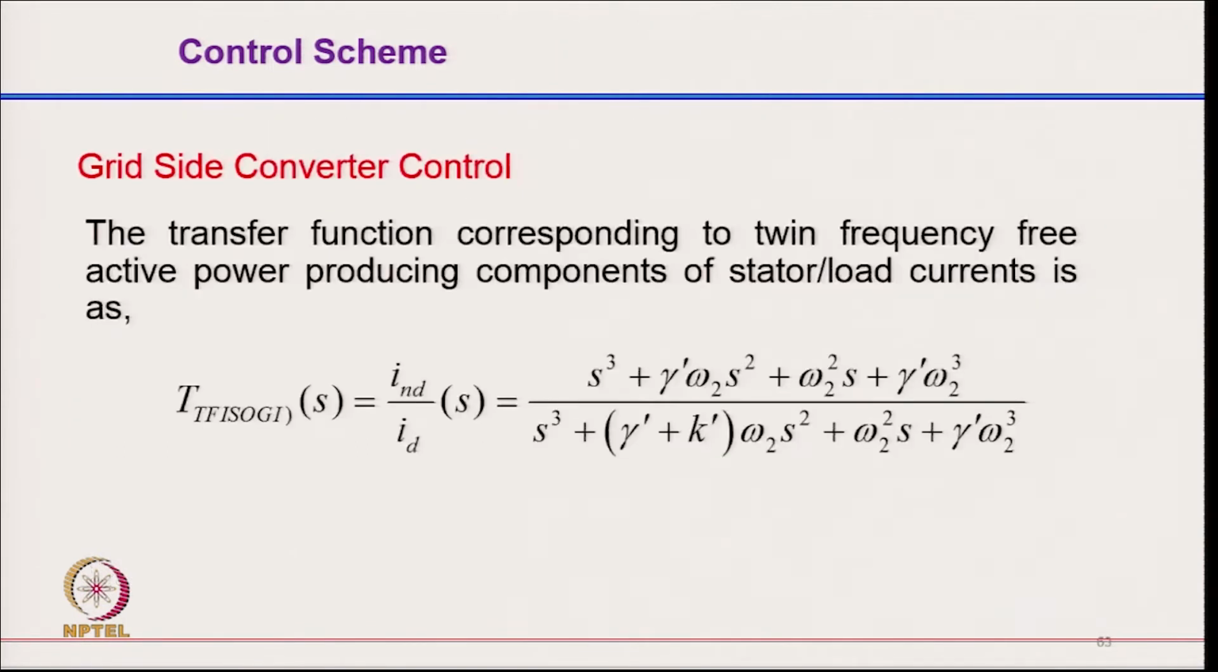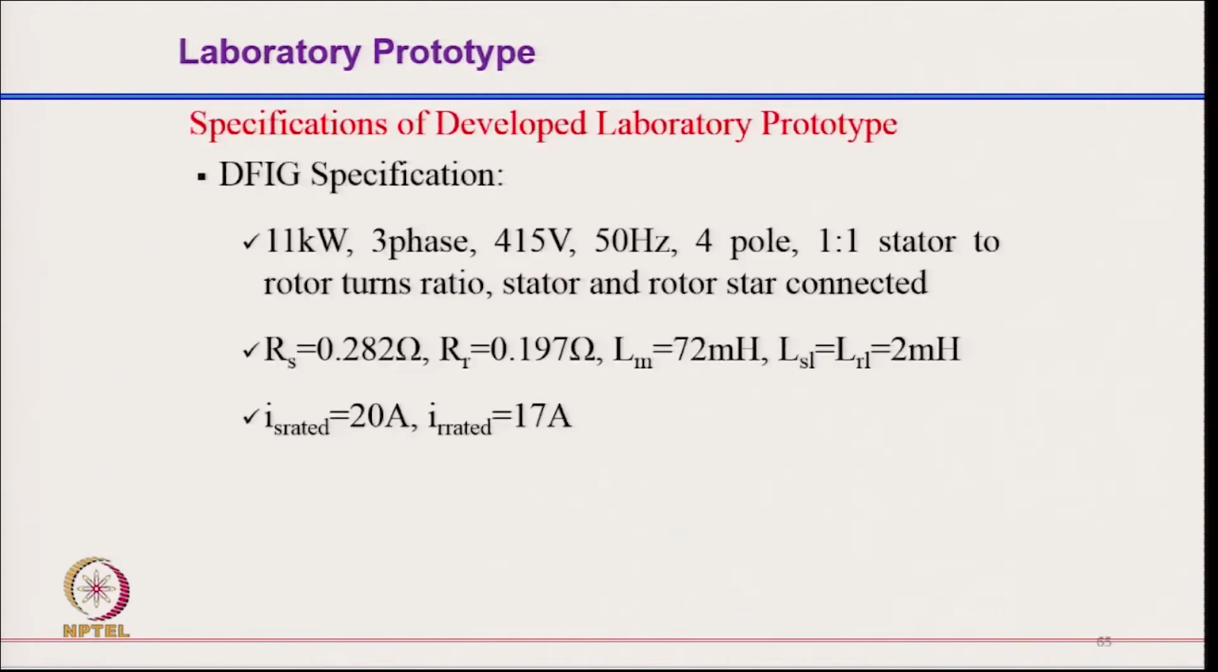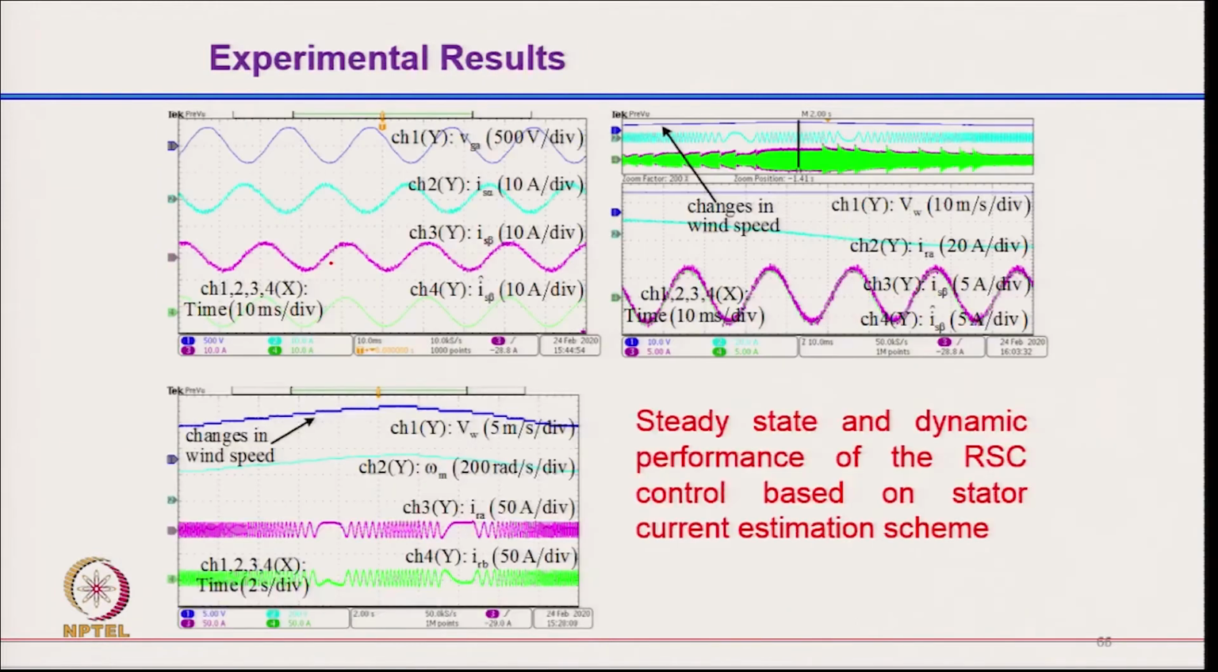And on the grid side converter, again you have a similar filter for eliminating the harmonics or unbalance in the current. These are typical systems which were developed in the laboratory for power quality improvement on the grid side using the DFIG, and these are the ratings of the DFIG for which the system is developed. You can clearly see the grid voltage and grid current.